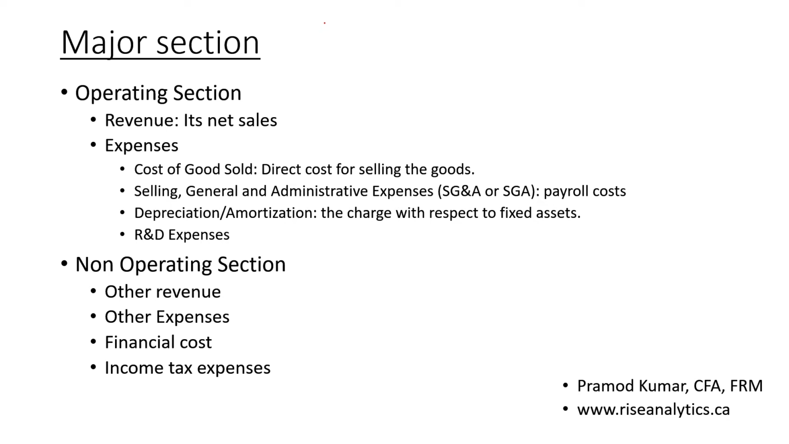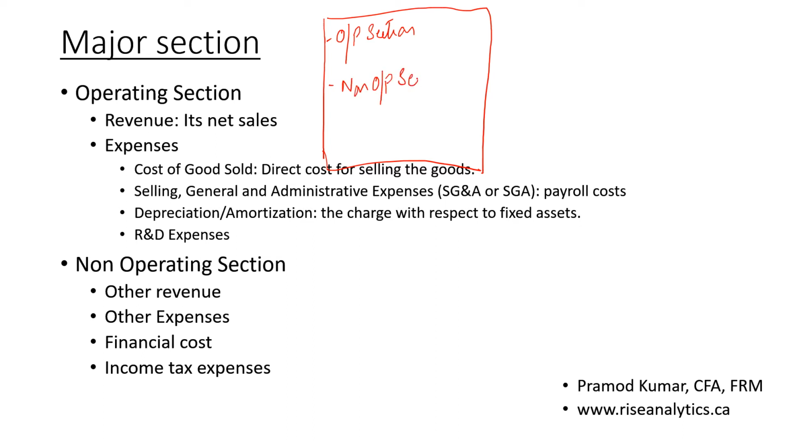So if we have the income statement, for example, this is broadly, let's say, my income statement. The first thing, it has the operating section, right? It has the operating section, and then it has the non-operating section. So what is the operating section? The operating section means the activity which is from the main business line.